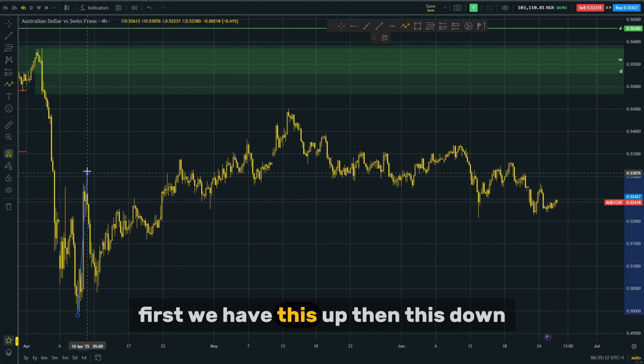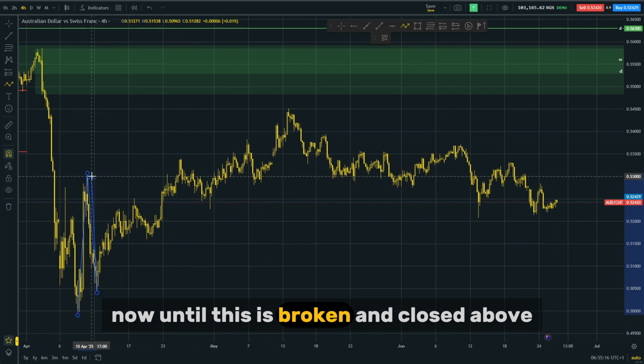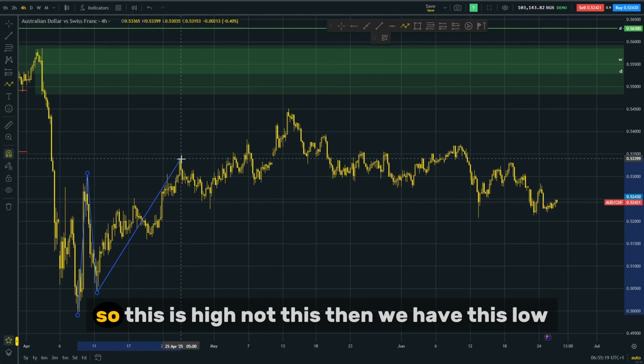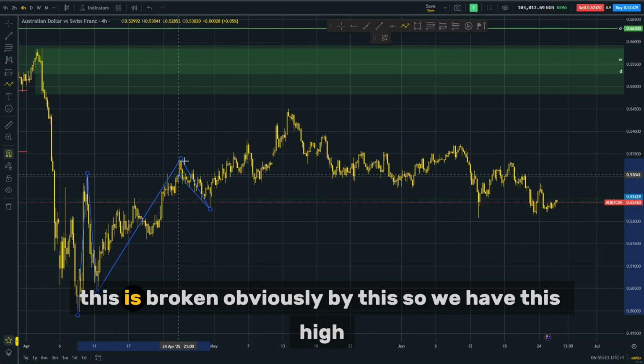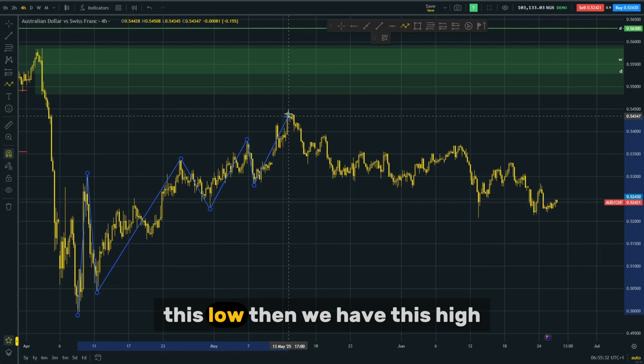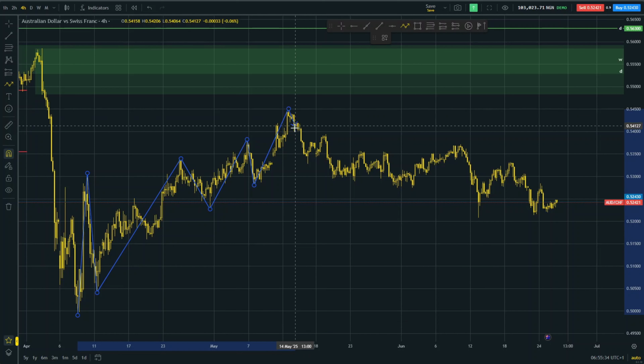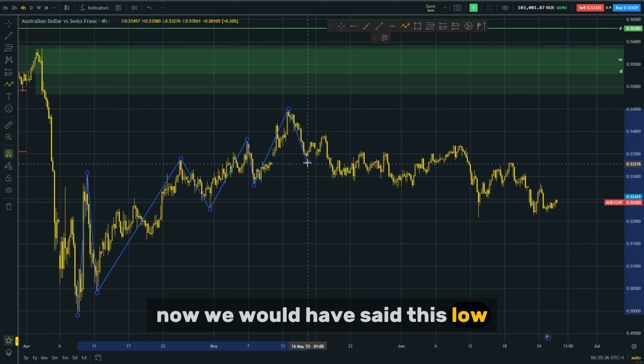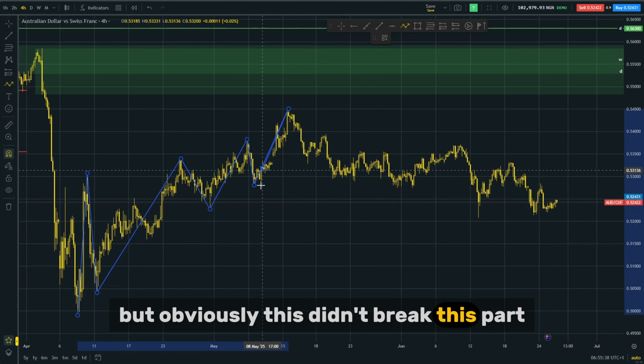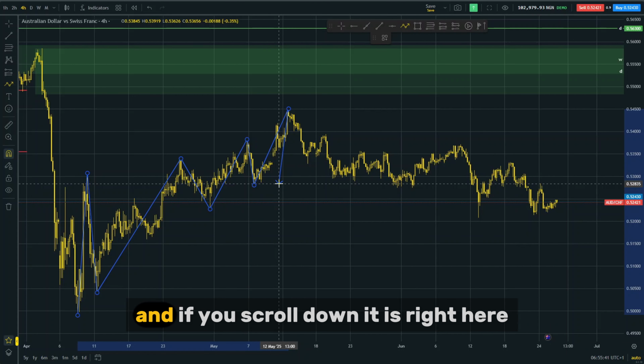First we have this up, then this down. Now until this is broken and closed above, it's not a high, so this is the high, not this. Then we'll have this low. This is broken obviously by this, so we have this high, this low, then we have this high. Now we would have said this low, but obviously this didn't break this part, so we're looking for what broke it, and if you scroll down, it is right here.